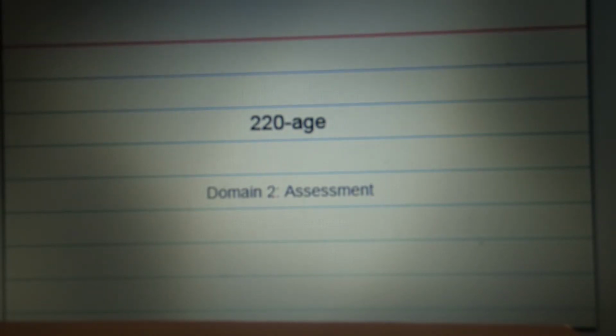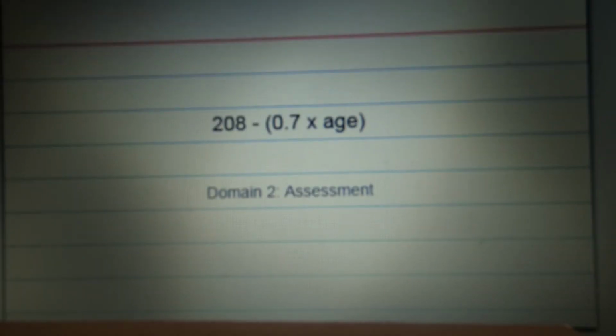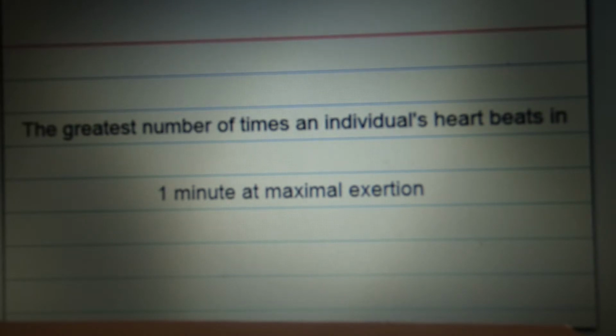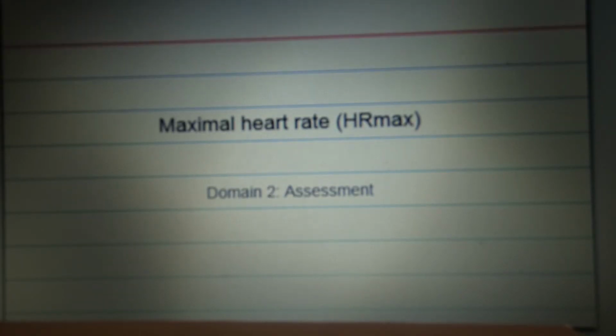220 minus age. What is the regression formula for determining HR max? 208 subtract 0.7 times the age. The greatest number of times an individual's heart beats in 1 minute at maximal exertion. Maximal heart rate, HR max.